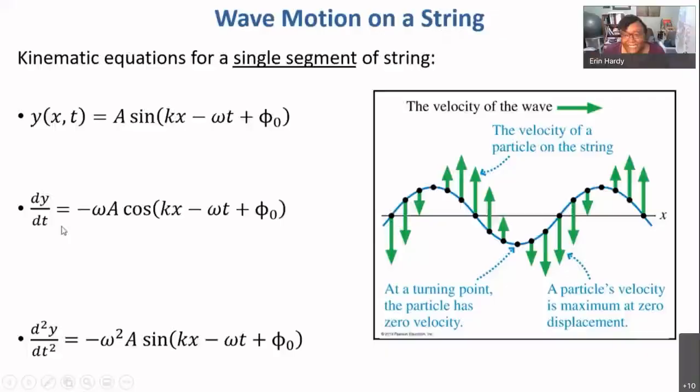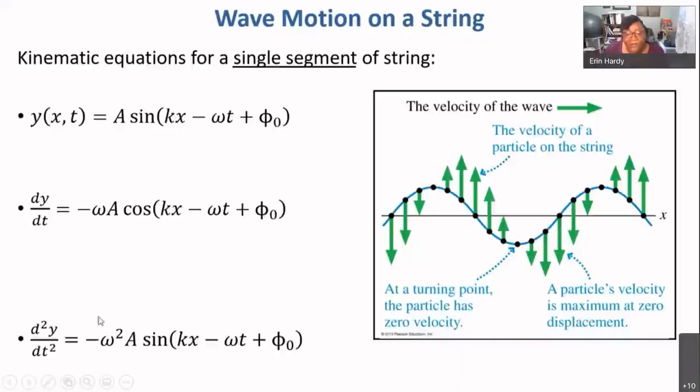So dy/dt, the first derivative of that vertical position function, is going to yield a negative omega times a cosine, and then everything inside of the parentheses is going to stay the same. The omega that comes out front is a result of the fact that we're taking this derivative with respect to time, and time is multiplied by omega. And then we have a negative cosine that is the derivative of sine.